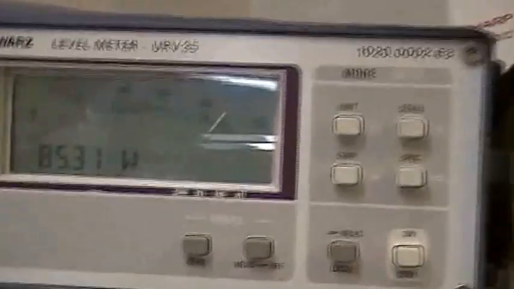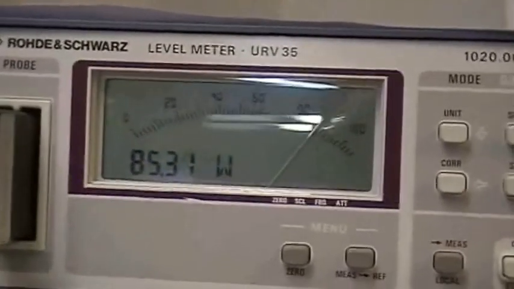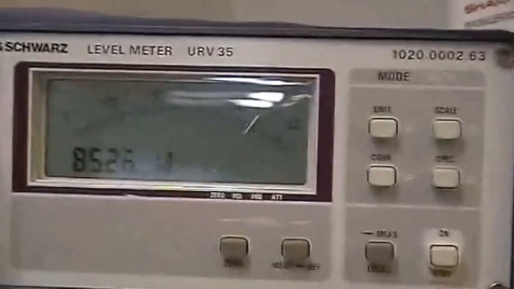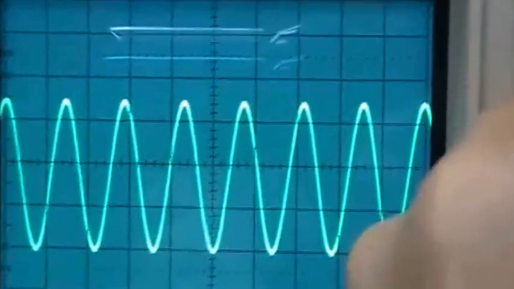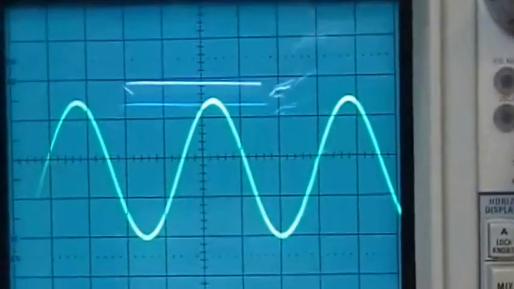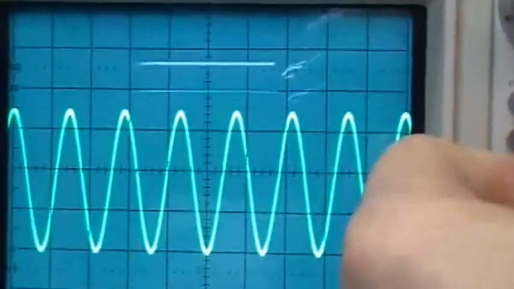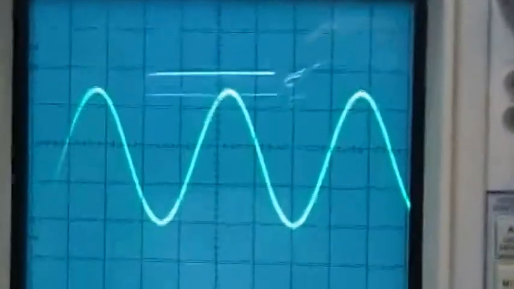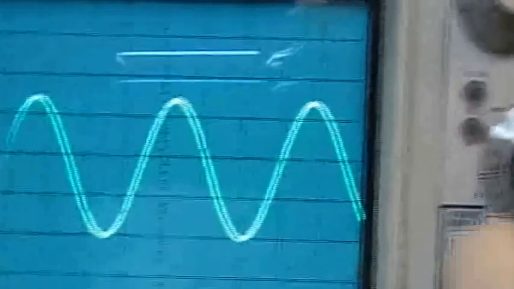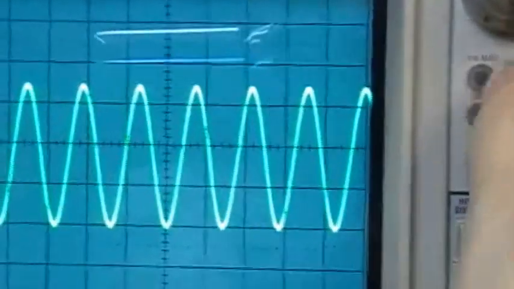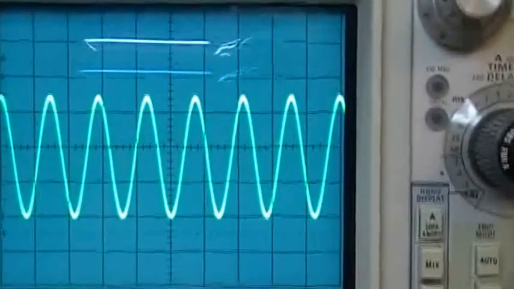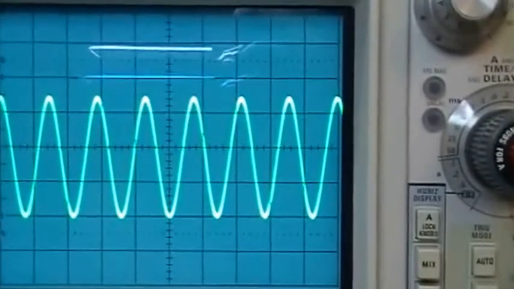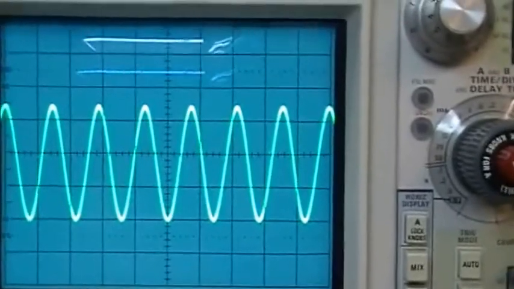Maximum is 85 watt. So what we can say is on the 20 meter band there is no self-oscillation, so that is working as we expected on all the different bands. So that is what we want to have, no self-oscillation. That is what we are looking for.